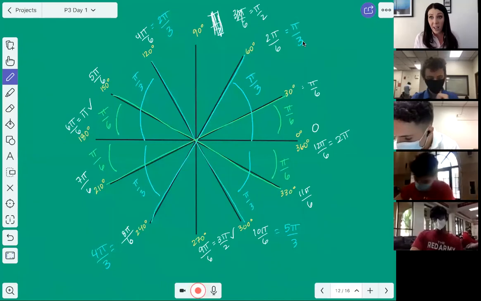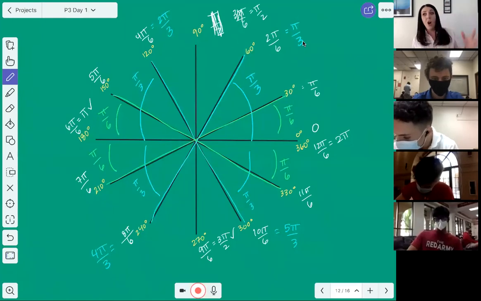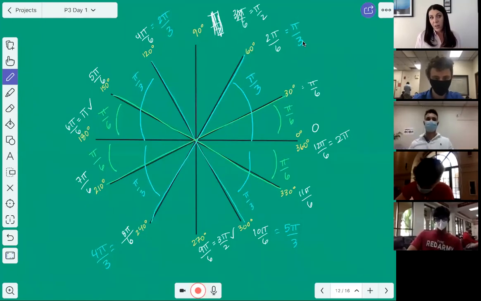This is going to be really helpful when we're trying to think about our values for our unit circle, because if you understand reference angles, you really just need to know the first quadrant, and that's it. Okay, and then where we are in space. You don't have to memorize all of these different values. Okay, any questions on this so far?